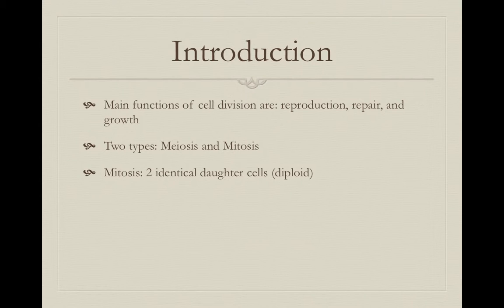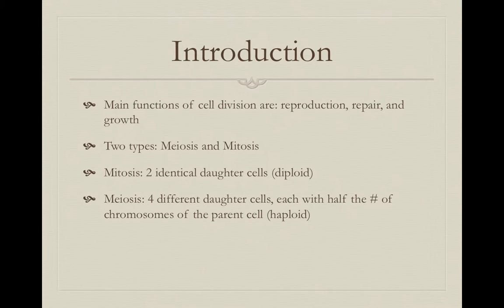Now mitosis is when two identical daughter cells are created, and those are called diploid cells. And meiosis is when there are four different daughter cells, each with half the amount of chromosomes of the parent cells, and those are called haploid cells. Mitosis is usually just normal cells, while meiosis is sex cells like eggs and sperm.